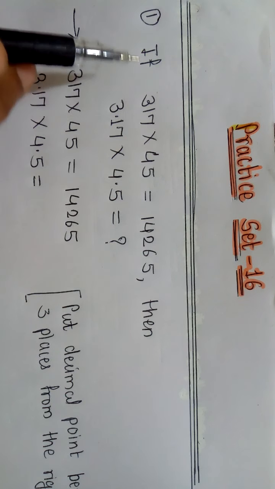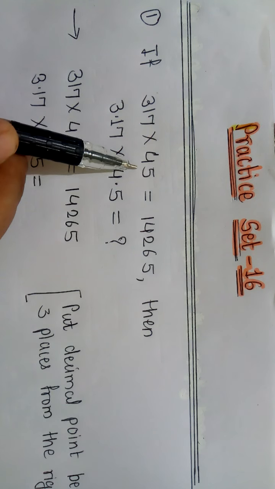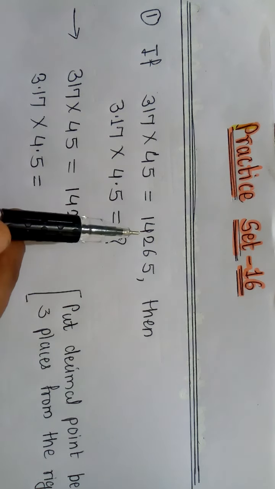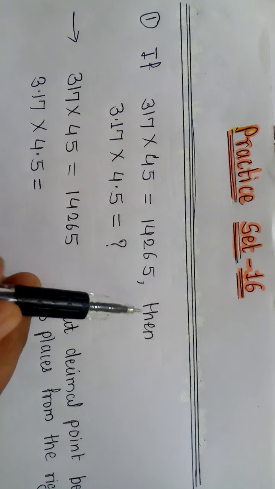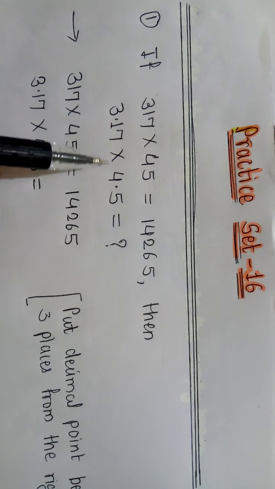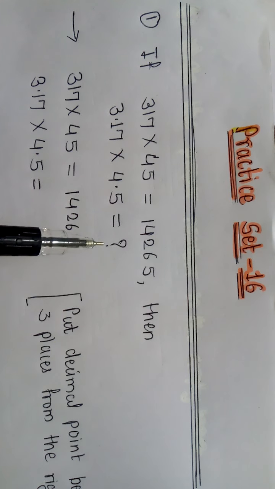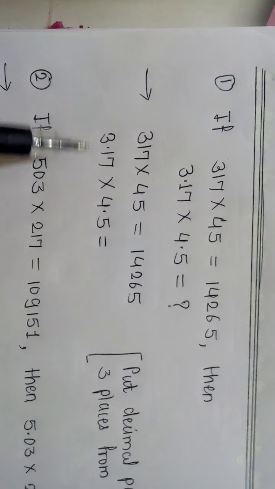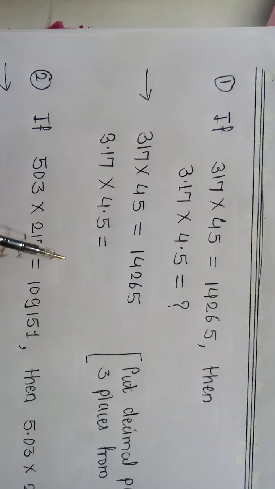See this first example. If 317 multiplied by 45 is equal to 14,265, then 3.17 into 4.5 is equal to what? Here, the multiplication is already given. What is the multiplication? 14,265. Only we have to put the decimal point.